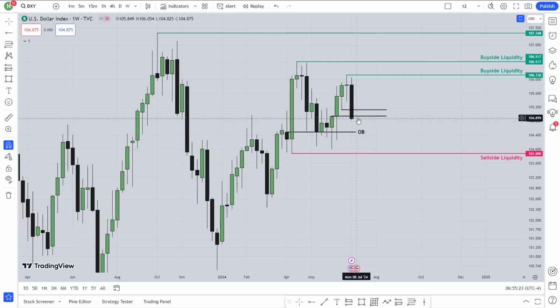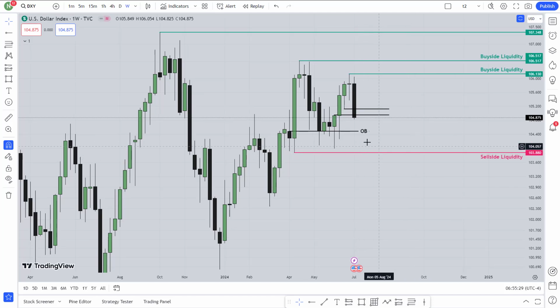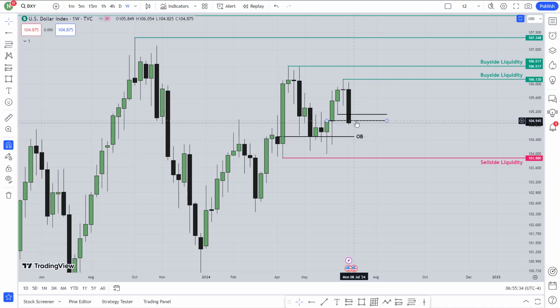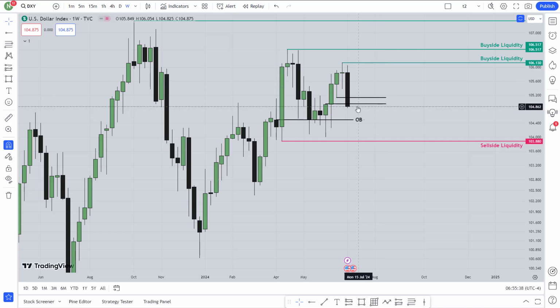Depending on the narrative, if I see that the market is actually going toward that sell side liquidity, maybe I will go for that sell side liquidity. So here I'm just telling you two probable things. The first probable thing is the market will reverse and go for that buy side liquidity. The second probable thing is the market will go toward that sell side liquidity.